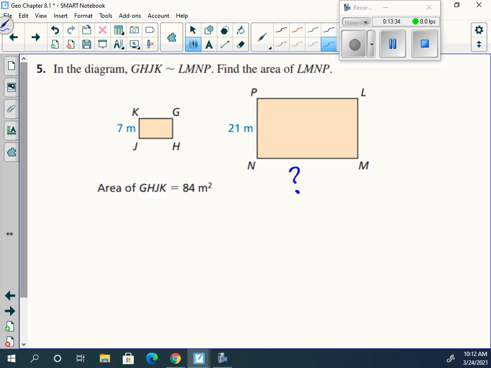So here, well, it's kind of a little bit easier to see, but the size of the shape is getting bigger, yes? How much bigger? Because we're going from 7 to what? 21, yes? What times 7 is 21? 3. Okay. So how much bigger do you think the area is going to be?